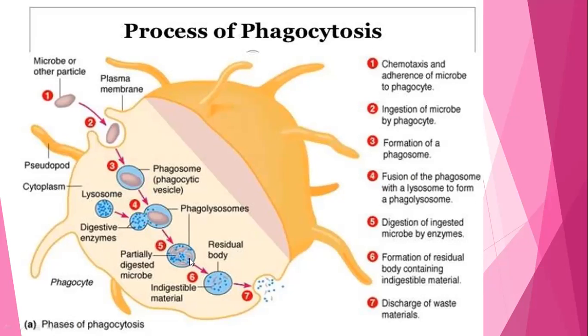And then, if this is occurring in a partial stage, there will be a residual body formation, where whatever part is digestible will be eaten up, and whatever remains, which is an indigestible material, will form the residual body. So that is the sixth stage. And this is not digestible by the cell, so this will be discharged as a waste material. And this is the seventh stage of phagocytosis. So this is how phagocytosis is occurring.